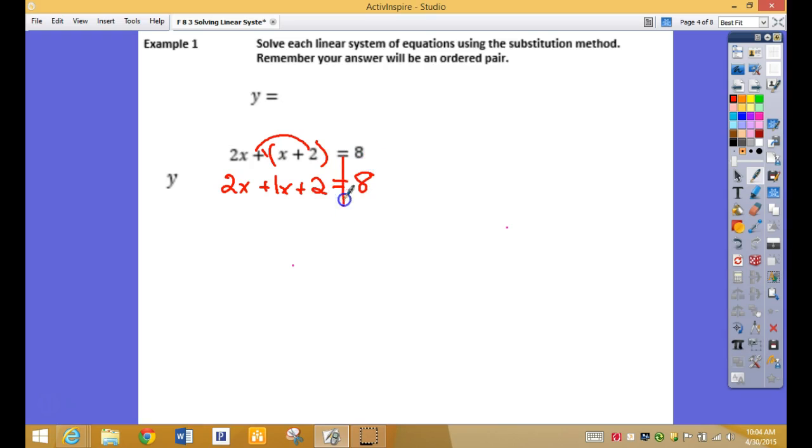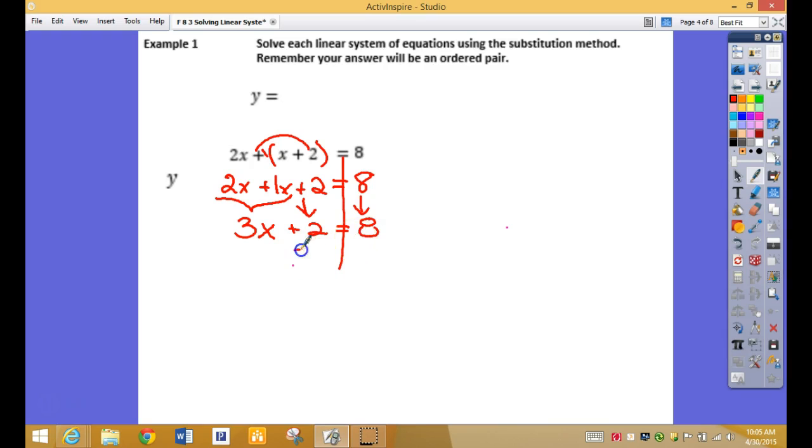Positive 1 times a positive 2 is still a positive 2. Equals 8. Alright? Now what do we do to solve the equation? To finish up, what's the next step? Combine what? Like terms, and I get 3x. Plus 2. Good. Don't forget to bring down the plus 2 equals 8. Now what?